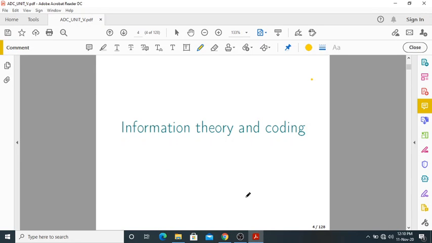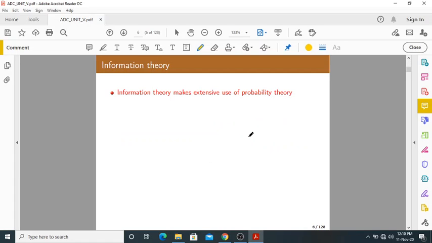So now let us start the last unit, that is the fifth unit. That is information theory and coding. So we study what is information and what are the different coding techniques we have for the information. Now, here first of all let us see what is information.